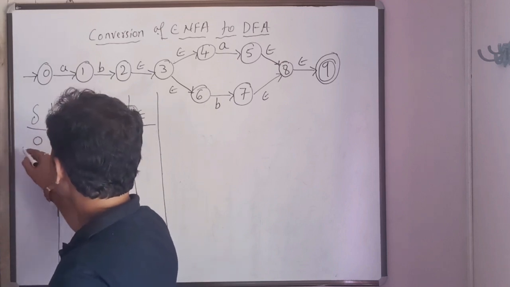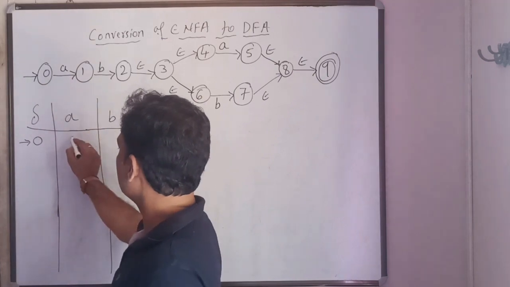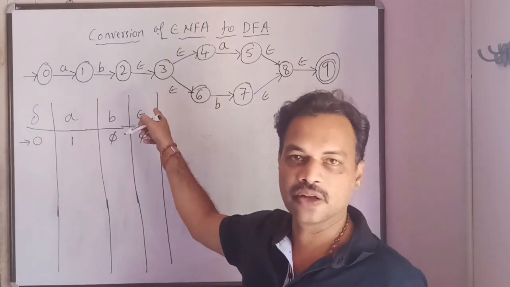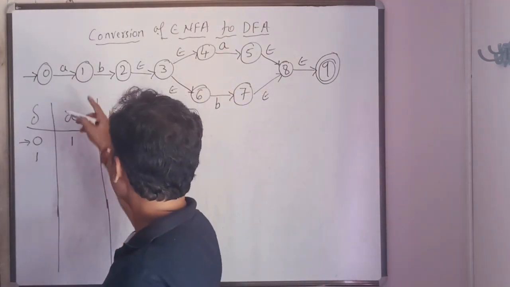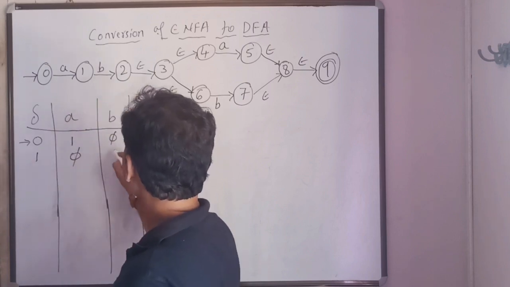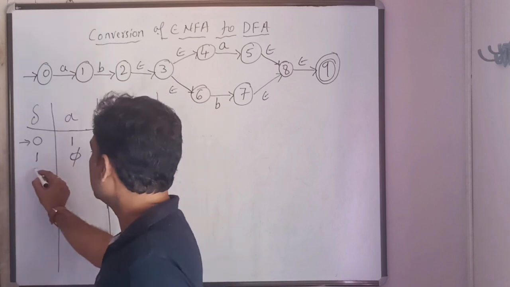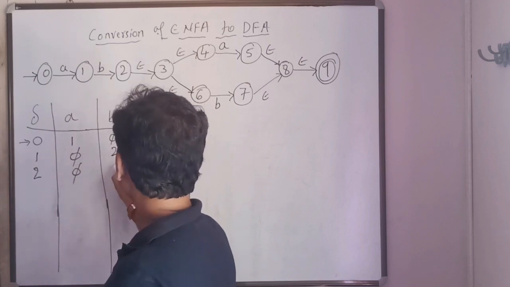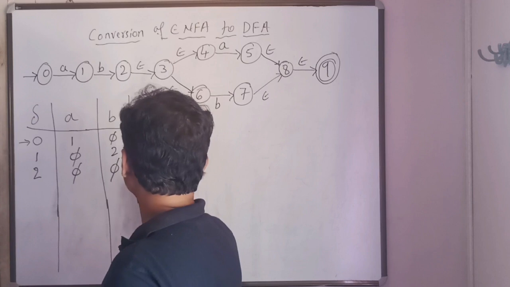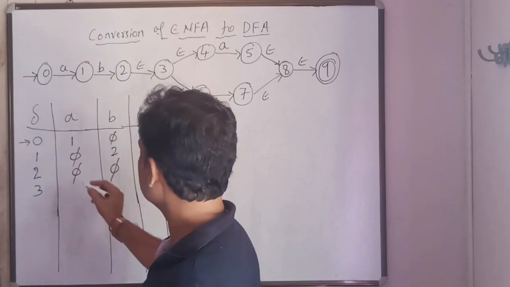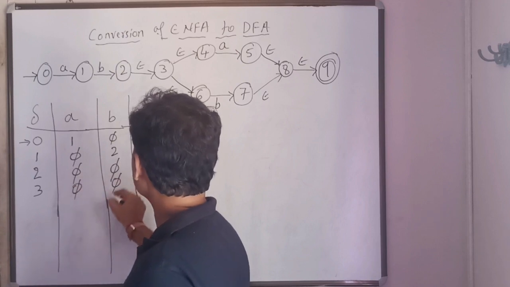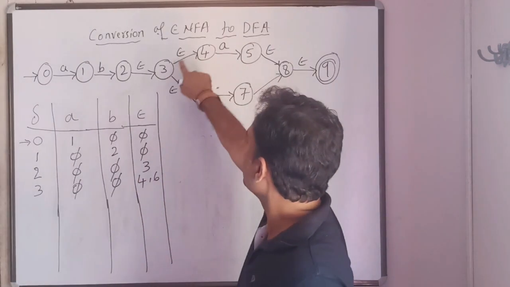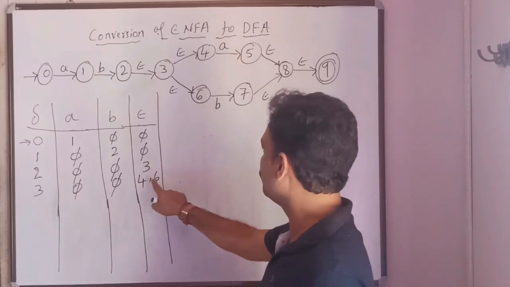Now first is state 0, which is the starting state. 0 on A is 1, 0 on B we don't have, and at the same time we don't have 0 on epsilon. Then state 1, 1 on A we don't have anything, 1 on B is 2, 1 on epsilon we don't have. Next 2, 2 on A is null, 2 on B is also null, 2 on epsilon is 3. Then we have state number 3, 3 on A we don't have anything, on B also nothing, 3 on epsilon is 4, 6, because 3 on epsilon is 4, 3 on epsilon is 6, so 3 goes to 4, 6.